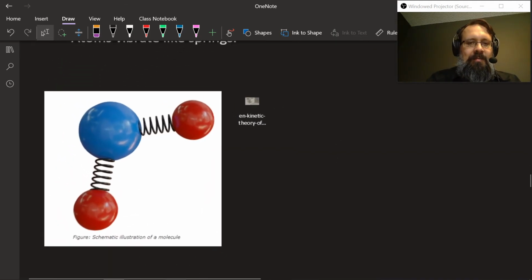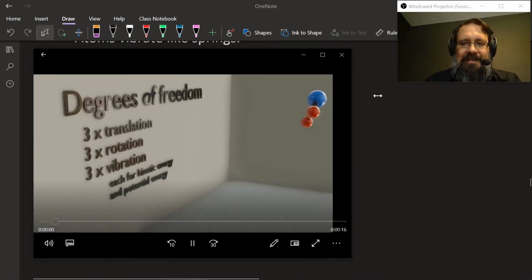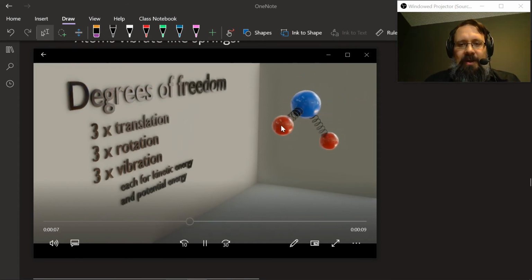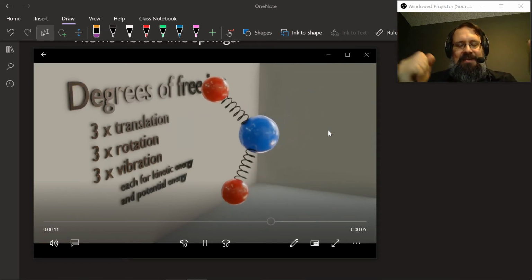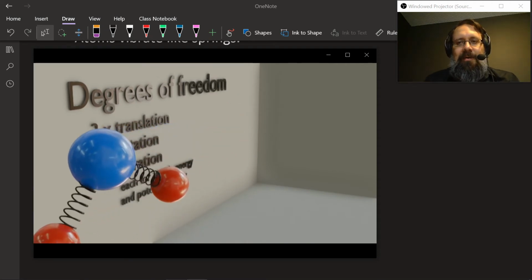So here's a water molecule, and I have this cool video that I can show you guys. There's a fancy chemistry term for this called degrees of freedom. But you can see this water molecule is flying by, and notice that the atoms on the edge are vibrating in and out as it goes past. And it's that vibrational energy that we're really concerned with here.